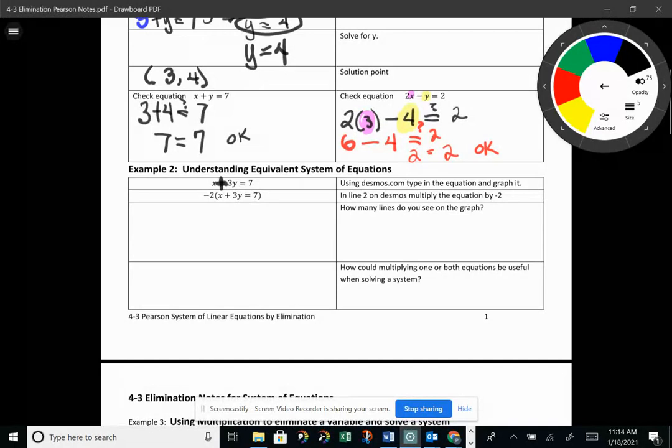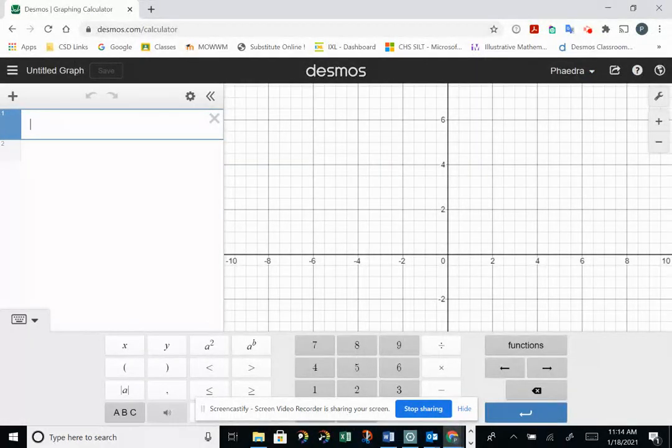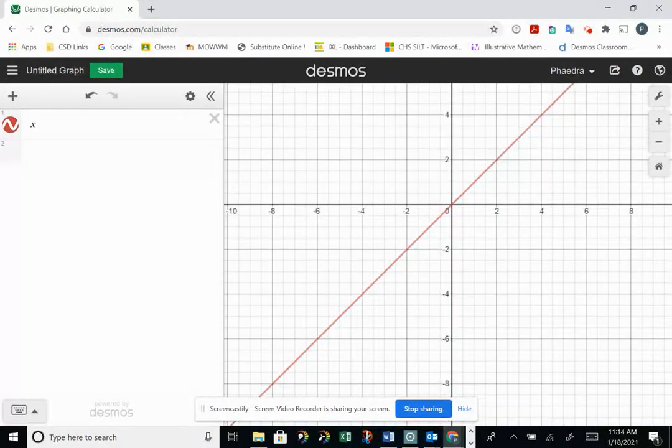So if you type this into Desmos, x plus 3y equals 7. Type that in. So we've got x plus 3y. Whoops, I lost my little thing.